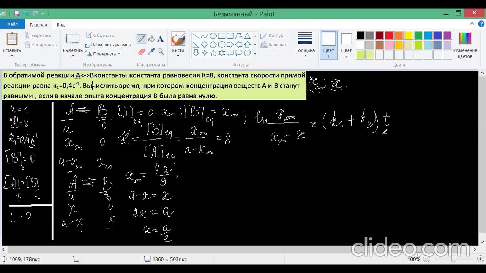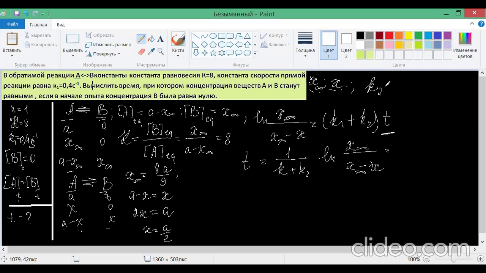We need to compute this one. It means that T is equal to 1 over the sum of the two constants times the natural logarithm of this ratio. Okay. We don't have K2. It's not a big problem to calculate.